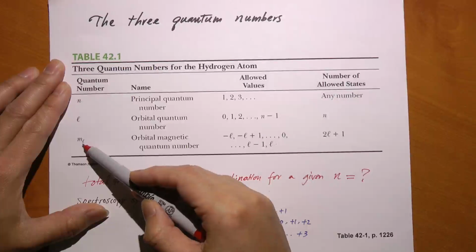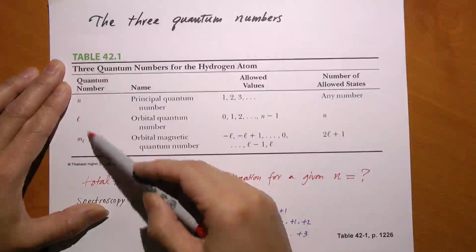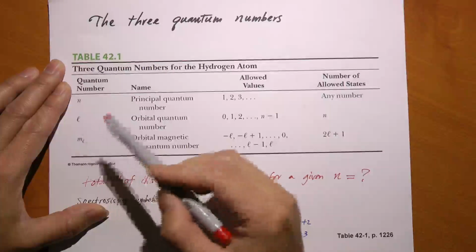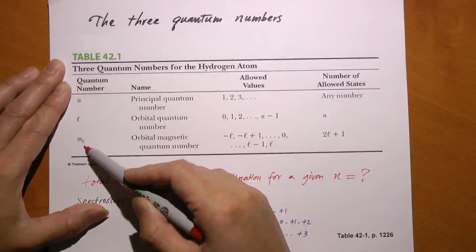We use the letter M for the first quantum number. The textbook called it M sub L. It's the same thing. It's a little cumbersome, so I didn't write down M sub L. Just call it M.